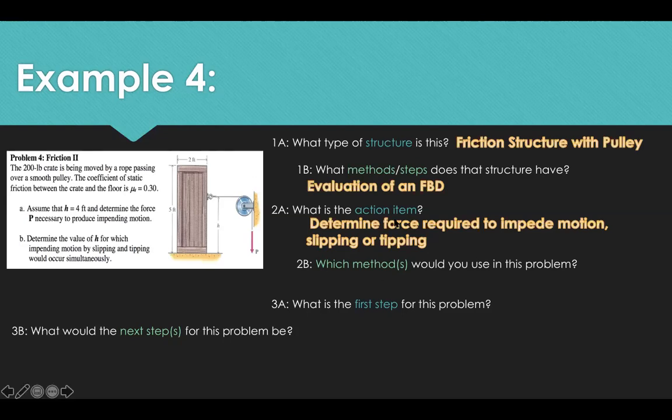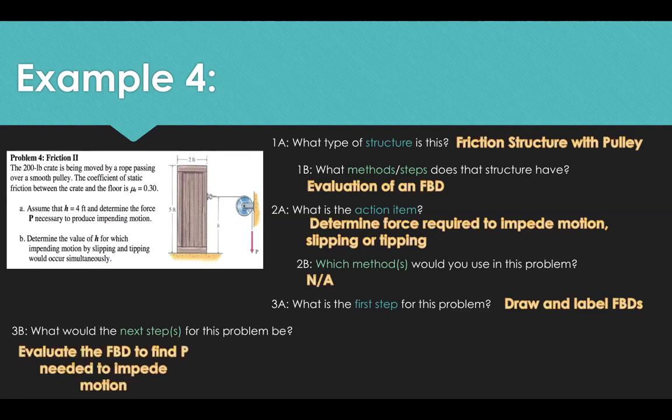And then which method would you use to solve this problem? I'm pretty sure that's NA2. Yeah. So then what's the first step? I mean, drawing the free body diagram, I guess. Yep. That's what I think. So, boom. And then what would the next step be? I guess just deciding whether or not you want to do slipping or tipping first. I mean, you can do either or. No, but you're 100% right. You need to impede the motion in either case, right?